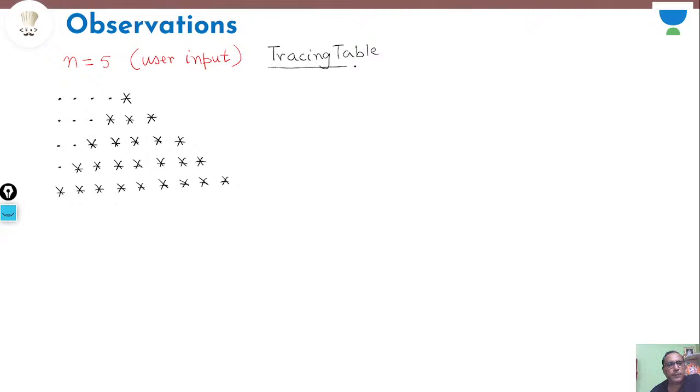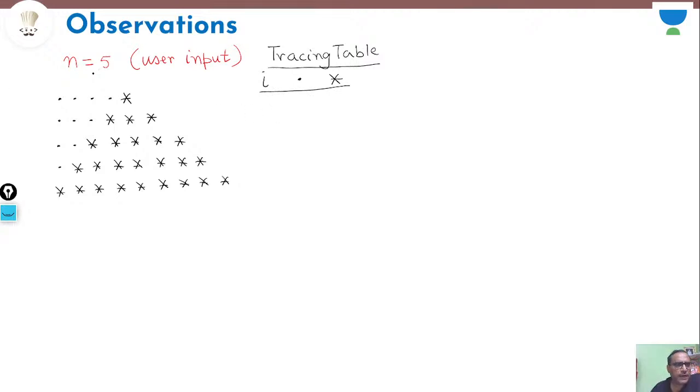I shall take the help of a tracing table. What is a tracing table? Say for this particular one, I have the layer number. I want to count the number of dots, or say blank spaces, and the number of stars in the respective layer.